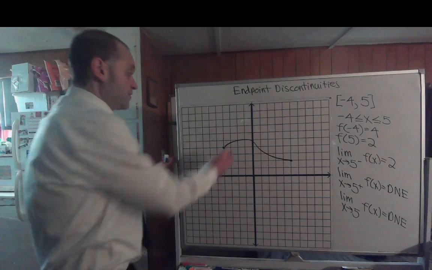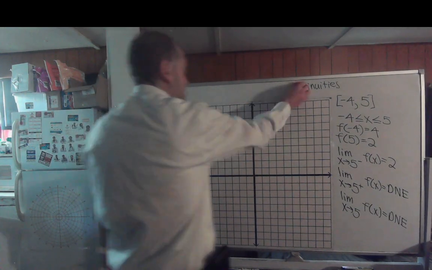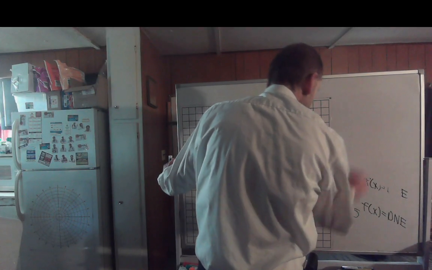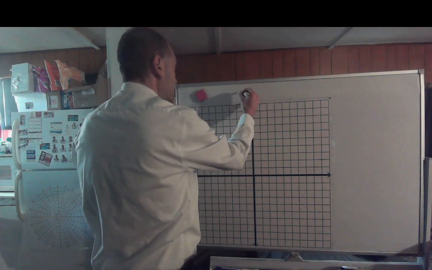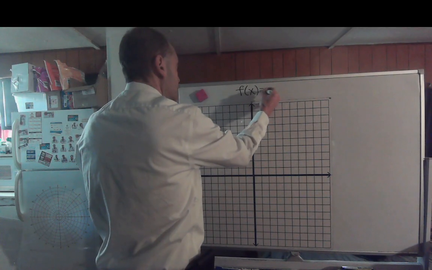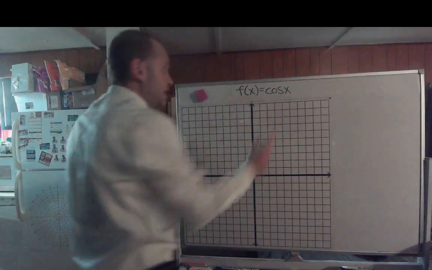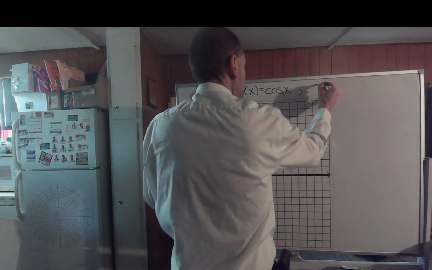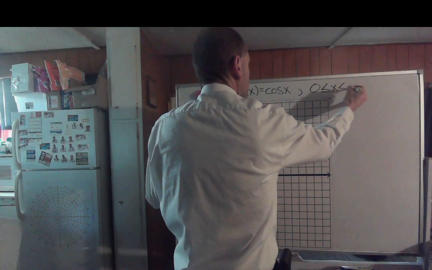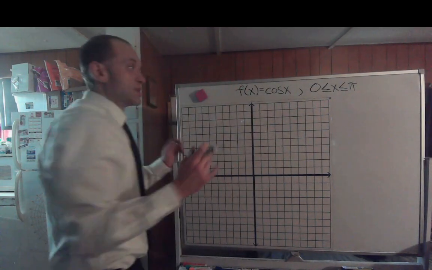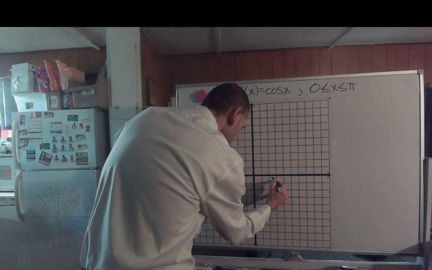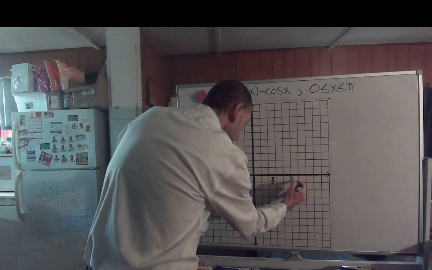Let's do an example of a function that actually has an endpoint discontinuity. I'm going to deliberately restrict the domain to illustrate this. Let's say I take f of x equals the cosine of x. Yes, I'll actually do a trig function where 0 is less than or equal to x, which is less than or equal to pi. I'm going to restrict the domain from 0 to pi. So let's see, here's pi over 2, and then here's pi.